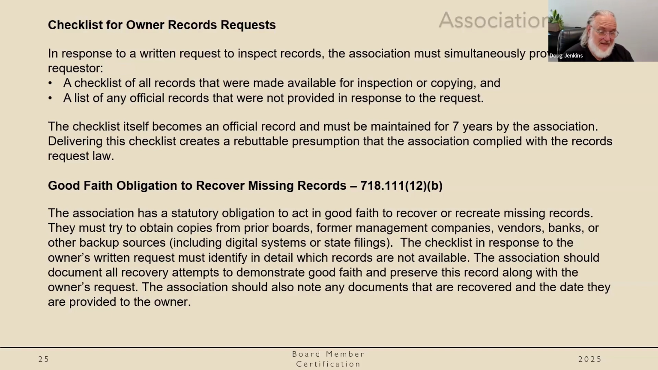Now, it mentions that if there are official records that might not be provided as part of the request or response that were asked for, what do we do then? Well, 718.111(12)(b) indicates it's the responsibility of the association to make a good faith effort to recreate or recover any missing records. They can go back to prior board members, other former management company, vendors, banks, whatever resources might be available to find those records or recreate those records.